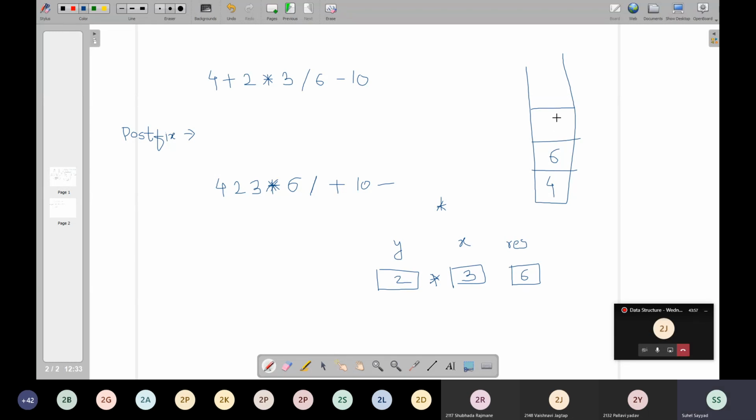Next thing that will scan is again a 6. That 6 will be placed over this stack. Next thing that will scan is division. So this divide will come. X will be first pop, which is 6. Y will be second pop, that is also 6. 6 divided by 6 will be 1. So these two are gone from our stack, and 1 will be placed on our stack.